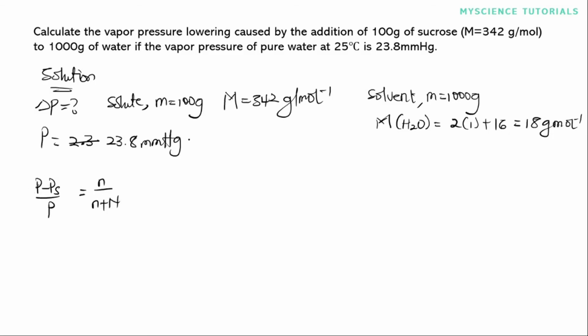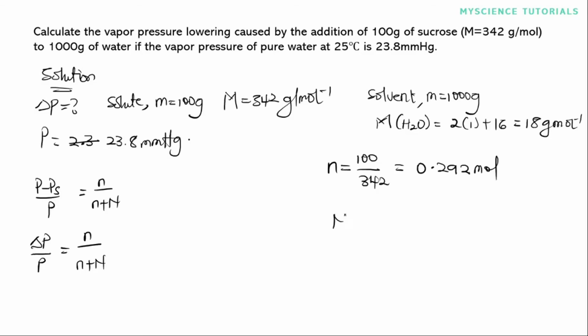Now the P, which is the vapor pressure of the solvent, minus the vapor pressure of the solution, can be set to delta P divided by P, which is equal to small n over small n plus capital N. Now that means we need the mole of the solute and then the mole of the solvent. So let's find small n. Small n is equal to the mass of the solute, which is 100, over 342. If we punch that into our calculator, we are going to get 0.292 mole.